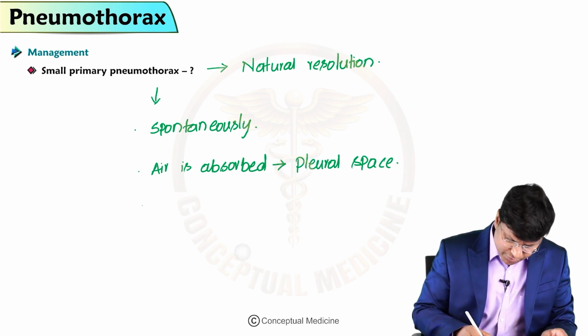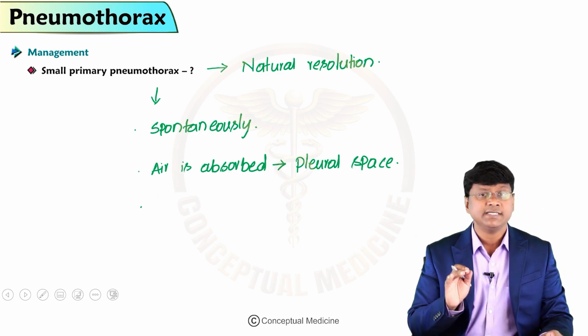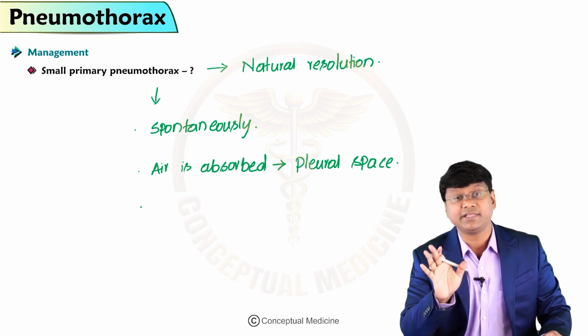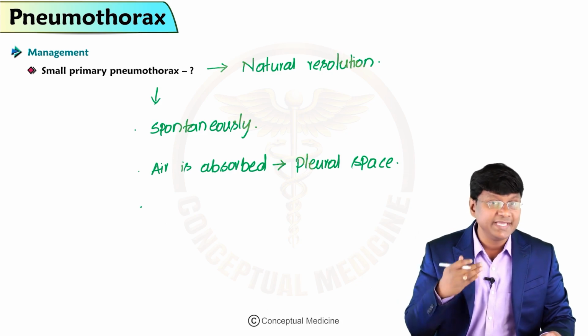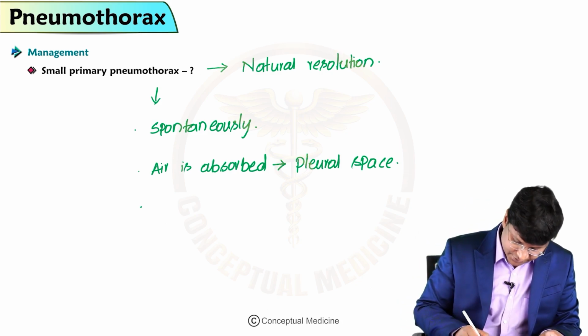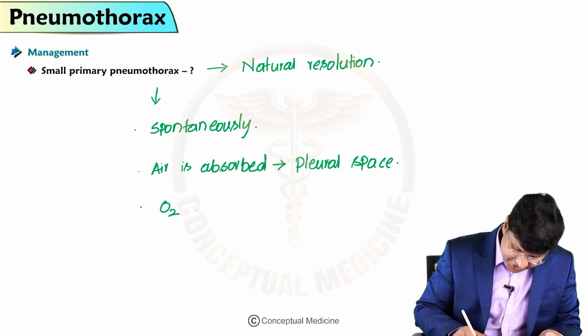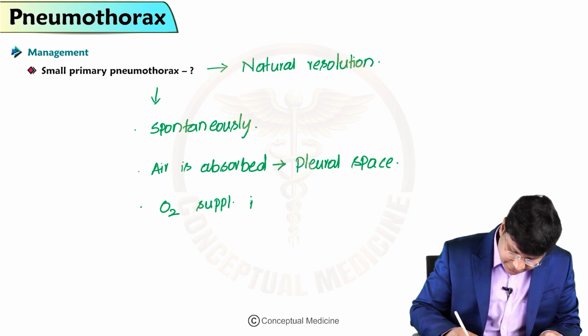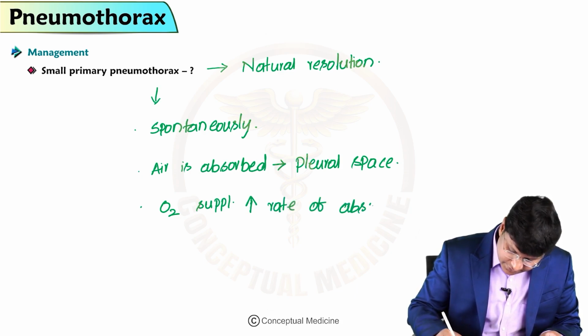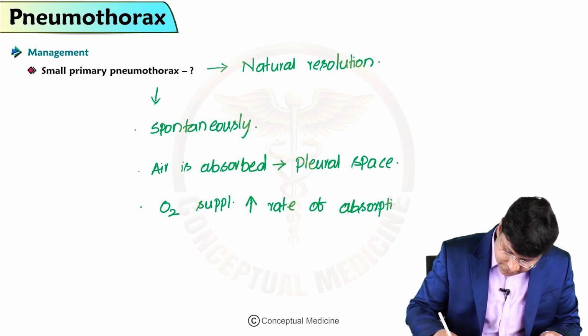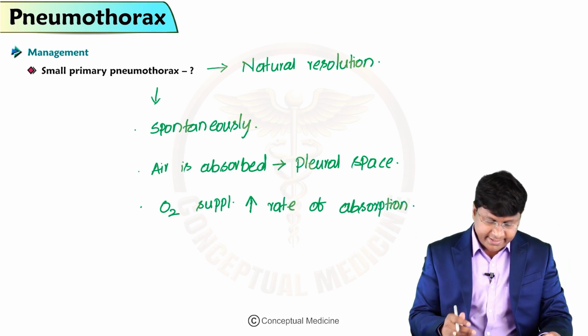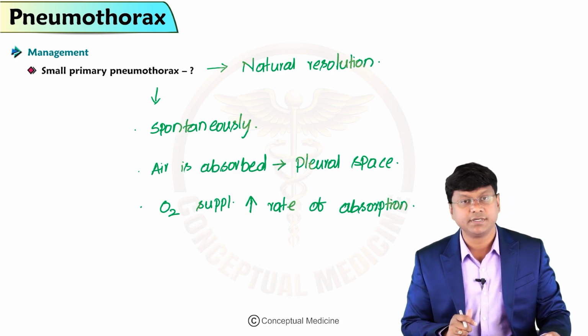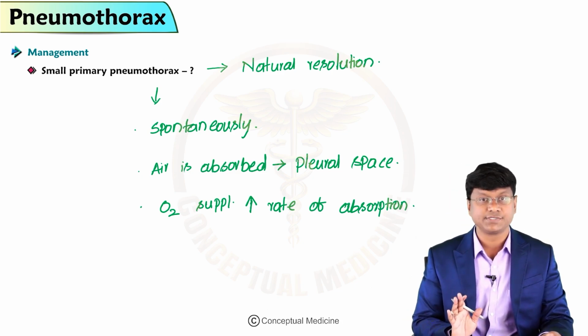And in these individuals with small primary pneumothorax, just supplementing the oxygen may increase the rate of absorption. So oxygen supplementation will increase the rate of absorption of this small primary pneumothorax.